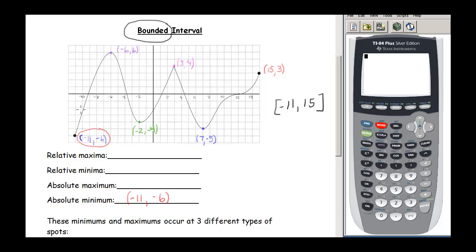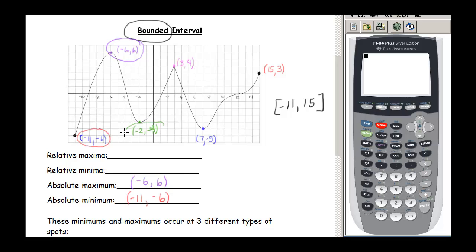Okay, moving to the right, our next spot is this spot right here, -6, +6, and this looks like a high spot on our function. And if we compare it to the rest of our y values here, this actually looks like it's the highest y value. So this is our absolute maximum. So that we have -6, +6.